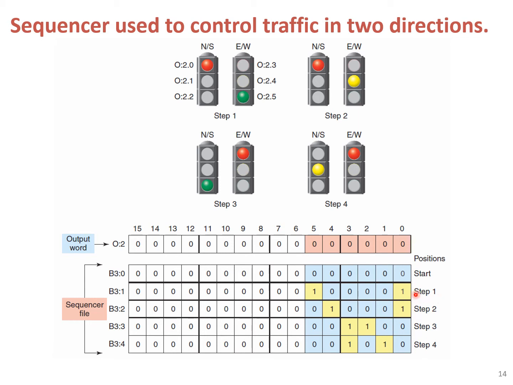You see that in step 1, basically output 0 is on, and output 5 is on, the rest are 0. Okay, and same for step 2, step 3, and step 4. Now we have this sequencer file. What we need to do is only move from one position to the other based on some conditions, and we see how we could move from these positions.